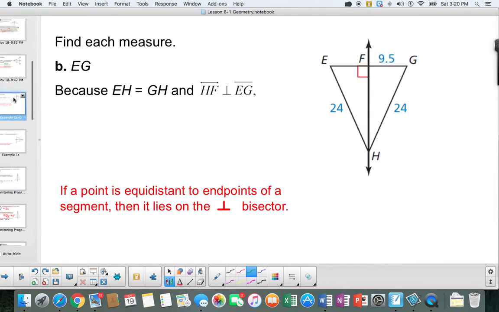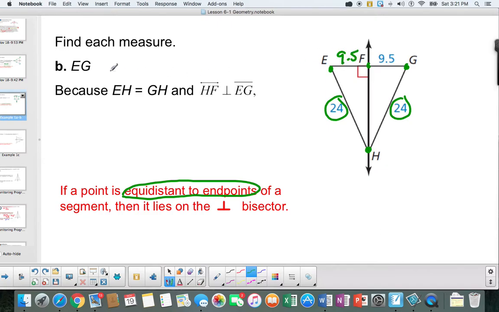All right, let's take a look at this problem. In this problem, we are given that H is equidistant to the endpoints. These are the endpoints right here, G and E. So when I see 2 points that are equidistant to the endpoints, then I know that H lies on the perpendicular bisector. So I know that this is going to be a midpoint, which is going to allow me to say that EF is 9.5, and therefore EG, from E all the way to G, will be 19.